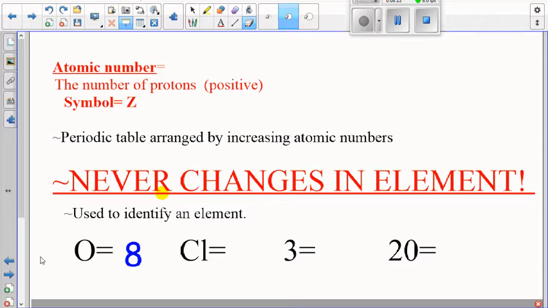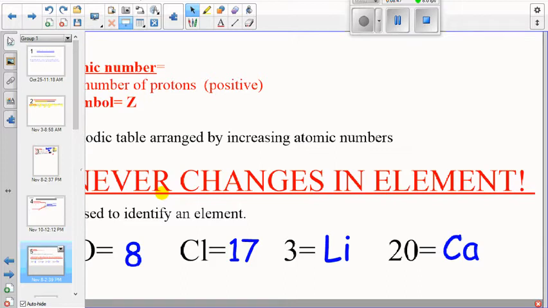Chlorine has how many protons? 17. What if I was like, hey, Gozer, if this thing's got 3 protons, what does it have to be if it has 3 protons? Lithium, that's correct. What if it has 20 protons? It has to be calcium. And there's no exceptions to that rule. If it has 20 protons, I don't care what it has of anything else, it is calcium. End of story. No ifs, ands, or buts.